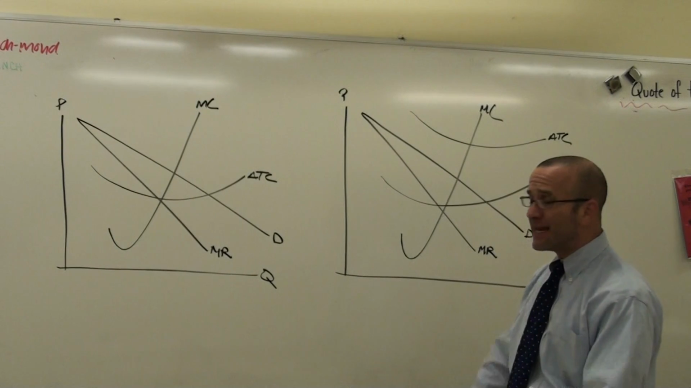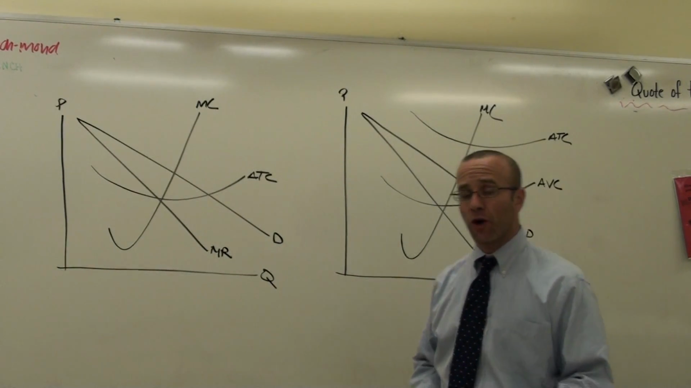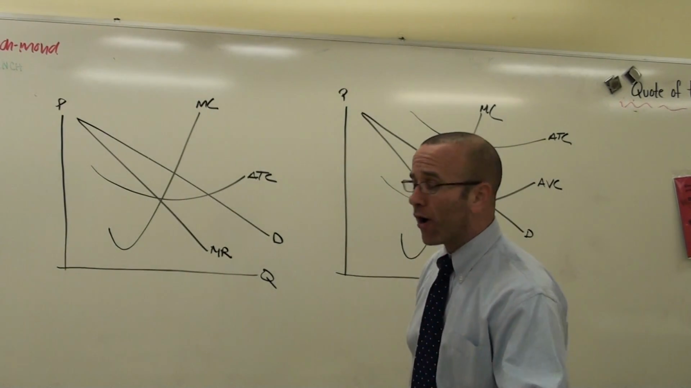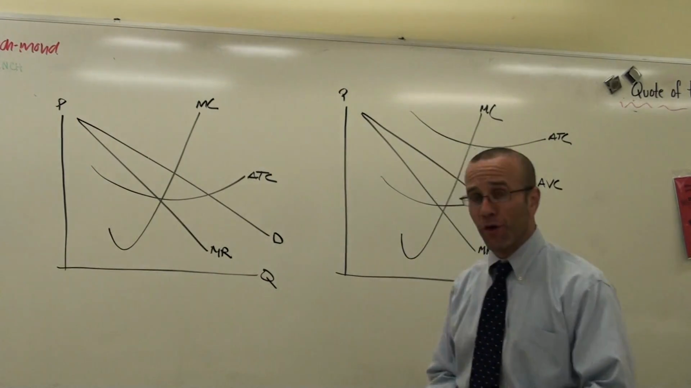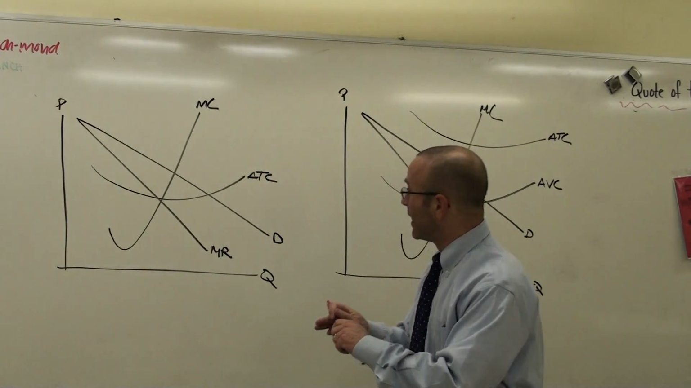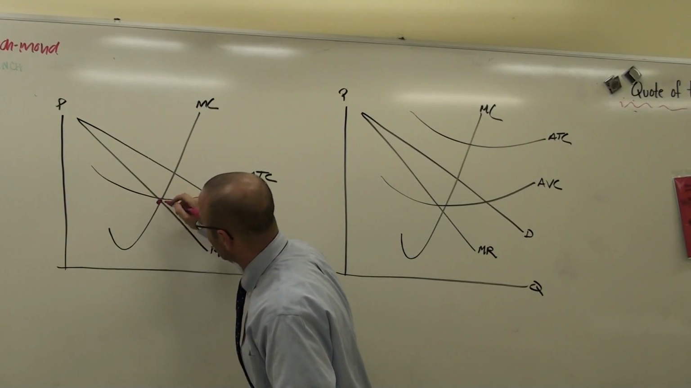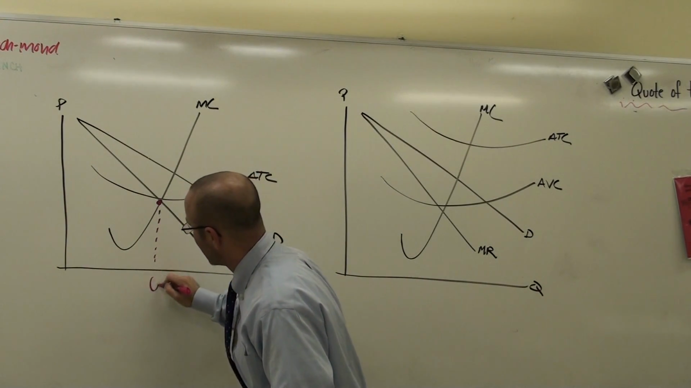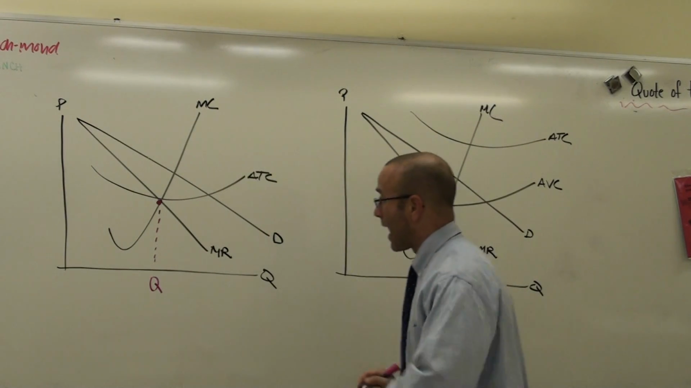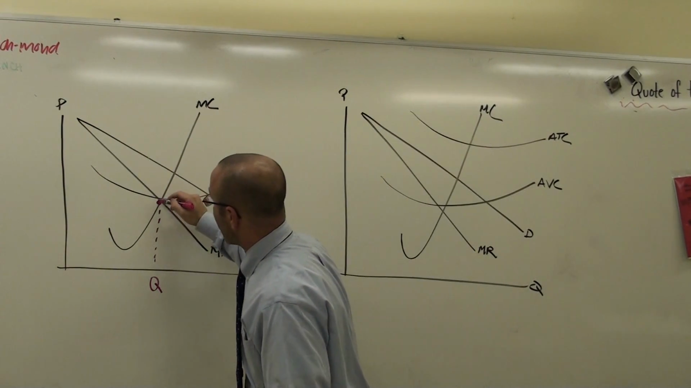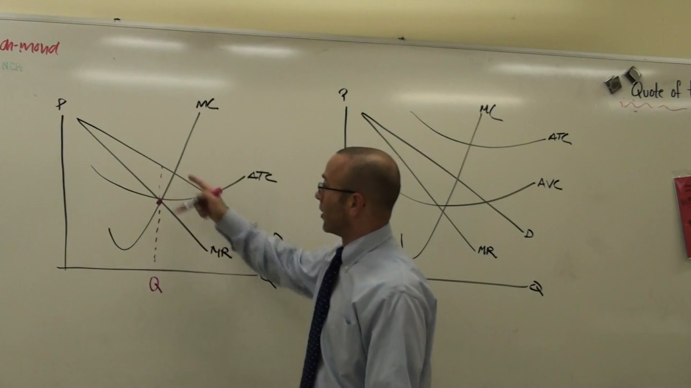After that, it's pretty easy. We find out where the monopolist is going to produce by finding where MR equals MC, just like we did in perfect competition. All right, just a little bit different here. So, MR equals MC, we find that. We're going to trace it down. There's our Q at MR equals MC. In order to find the price, I trace it up to the demand curve.